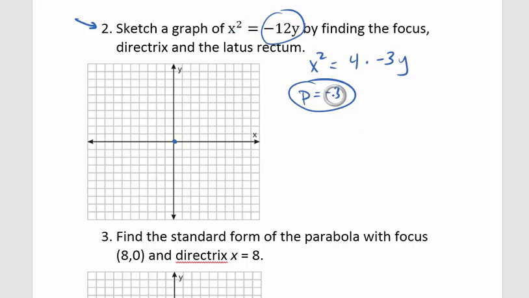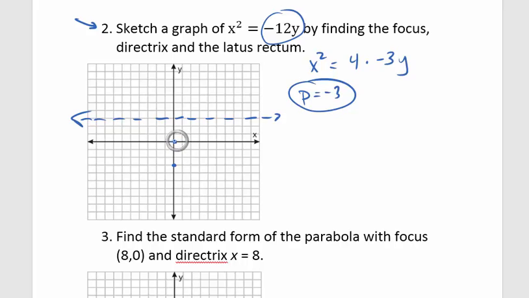Since p is negative, this thing is going to open down because that's telling me now that the focus is going to be down from my vertex negative 3 units. So 1, 2, 3. Here's the focus. Now since the focus is on this side of my vertex, I know that if I go up 3, 1, 2, 3, this will be the directrix line. So I'll draw my directrix line in there.